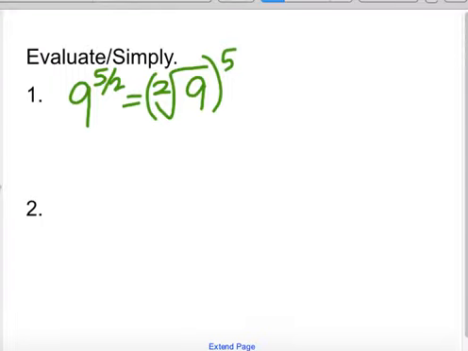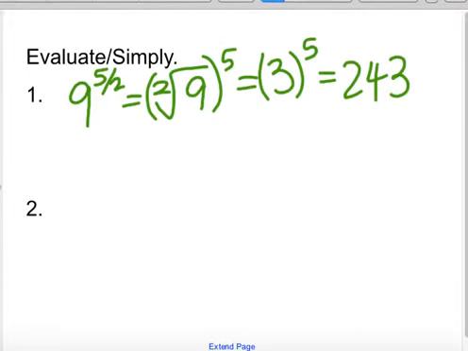Okay? So we're going to evaluate the root first, so you can use your pink sheet. We know the square root of 9 is 3, and then we still have to the 5th power, and 3 to the 5th is? Be 243. Okay.